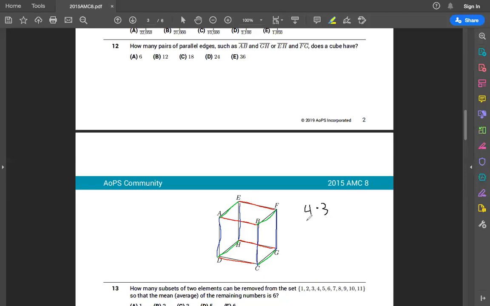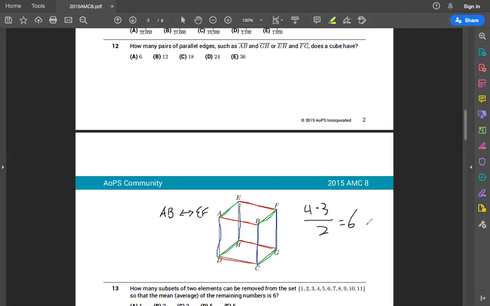The only problem with this is that if we picked AB and then EF, well, this actually goes both ways. We also could have picked EF first and then AB second. So we have to divide by 2 to find the number of pairs of red edges. So we have 6 pairs.